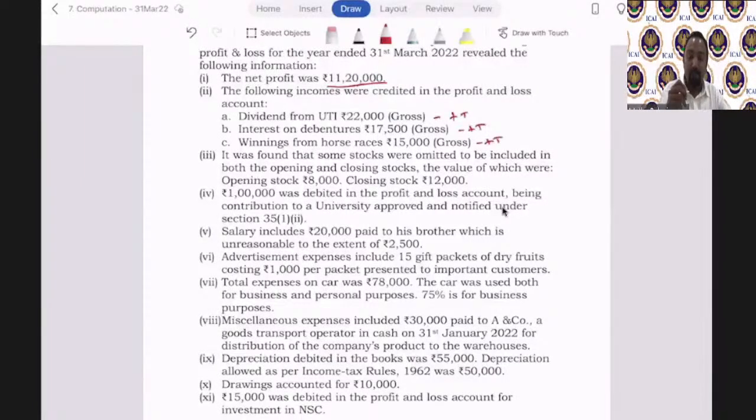So I compute so that whenever I'm working a problem, once I go through my question, I can see whether I have made all the adjustments that are required. Stock fund, I only need to adjust in the P&L. So I need to give adjustment for opening stock and closing stock. So my income will go up. My income will go up by 4,000.